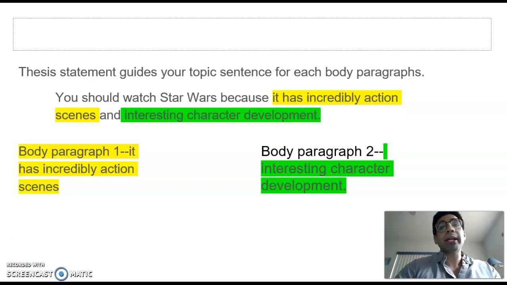So let's break it down. Thesis statements guide the topic sentence of each paragraph. You should watch Star Wars because it has incredible action scenes and interesting character development. So notice in body paragraph 1, it's going to be all about incredible action scenes. And in body paragraph 2, it's all going to be about interesting character development.